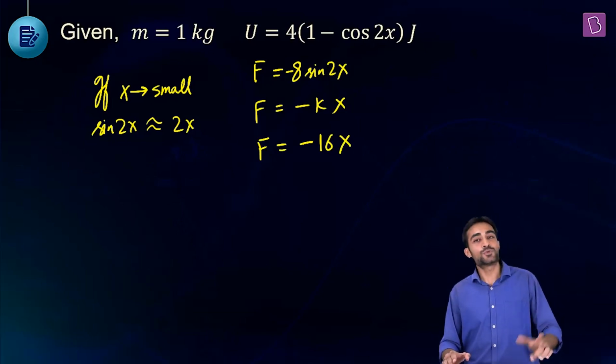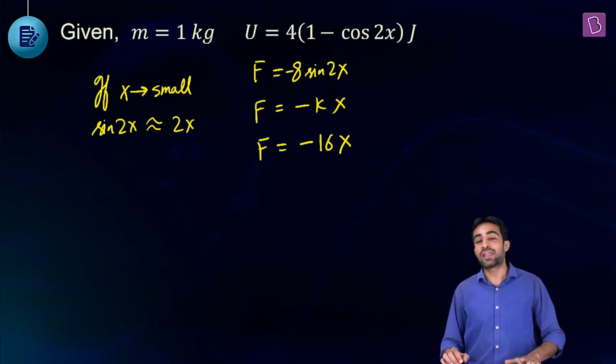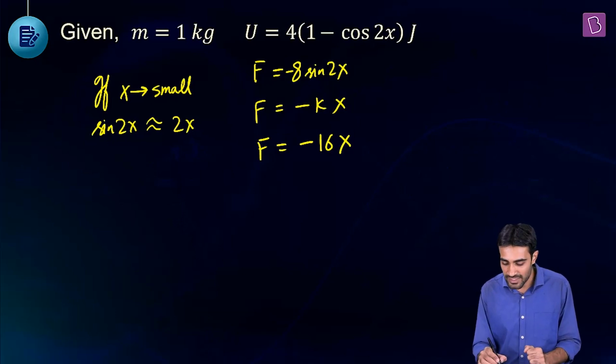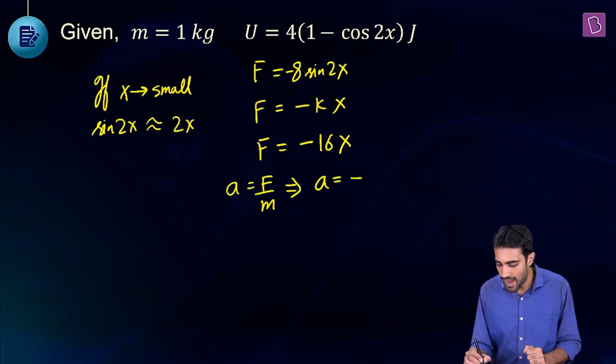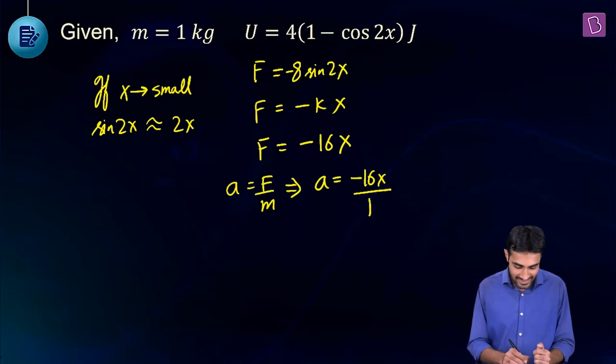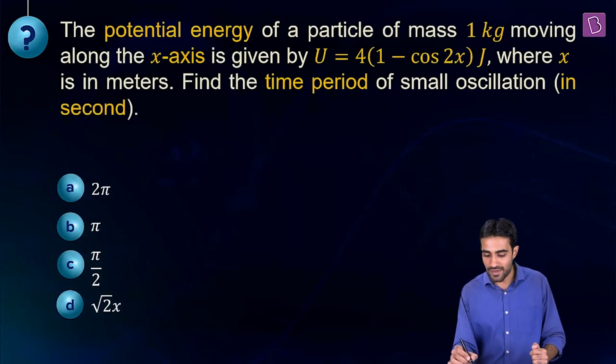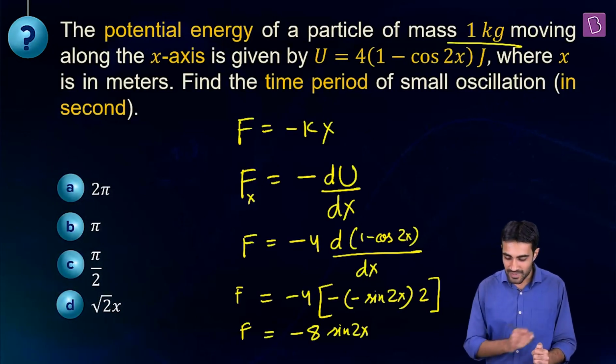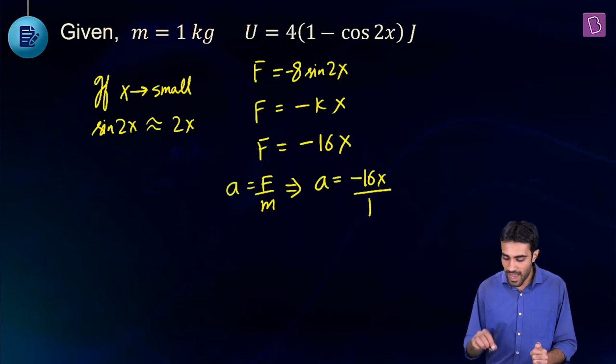Now, once you know force as a function of x, can you find acceleration as a function of x? Yes, we can. Acceleration is, after all, force divided by mass. So, acceleration would be given as minus 16x divided by mass. Mass was 1 kg. In the question they have said the object has a mass of 1 kg. So, when we divide force by mass, which is 1 kg, we get acceleration.